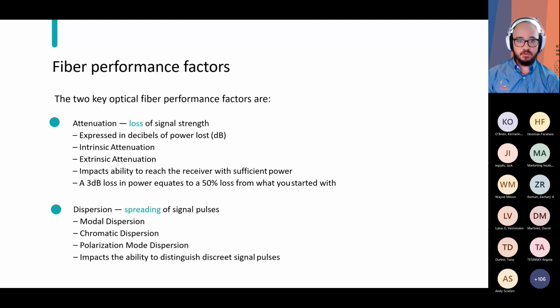The second performance factor is dispersion, and that's the spreading out of signal pulses. So that's your wavelengths spreading out. And there are different types of dispersion: modal dispersion, chromatic dispersion, and then polarization mode dispersion. And this impacts the ability to decipher your signal pulses at the end.